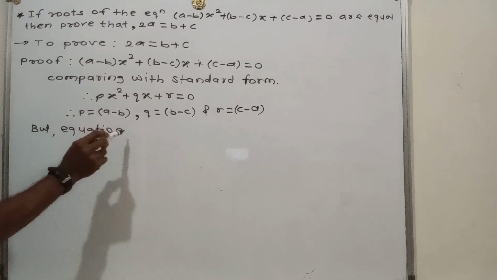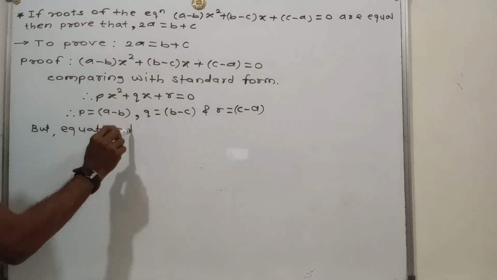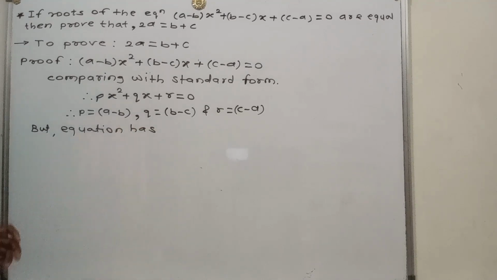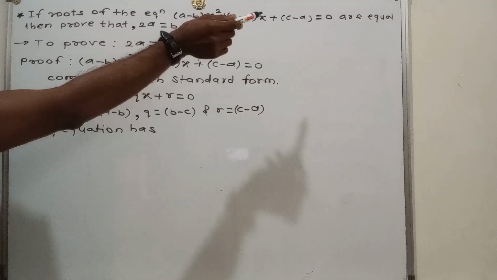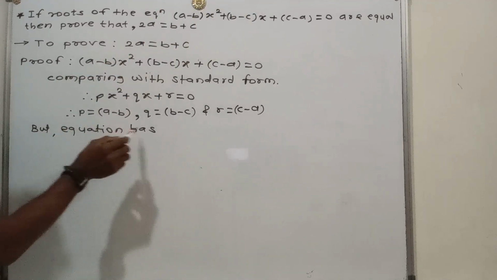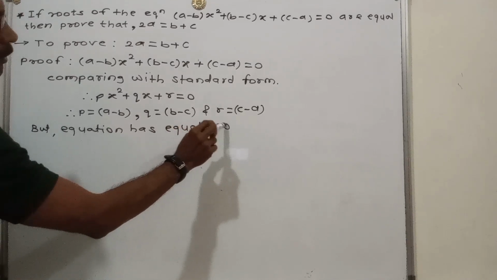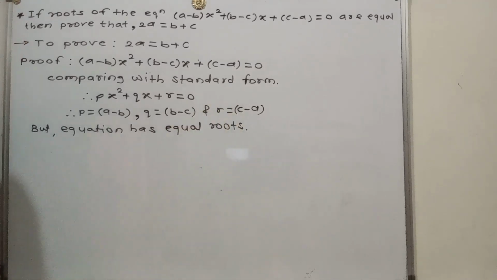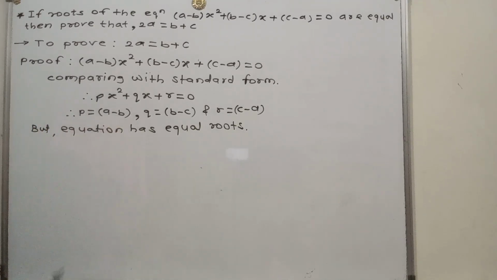But the equation actually has real and equal roots. Here only equal is given. But the equation has equal roots. Equal roots means b² − 4ac = 0.